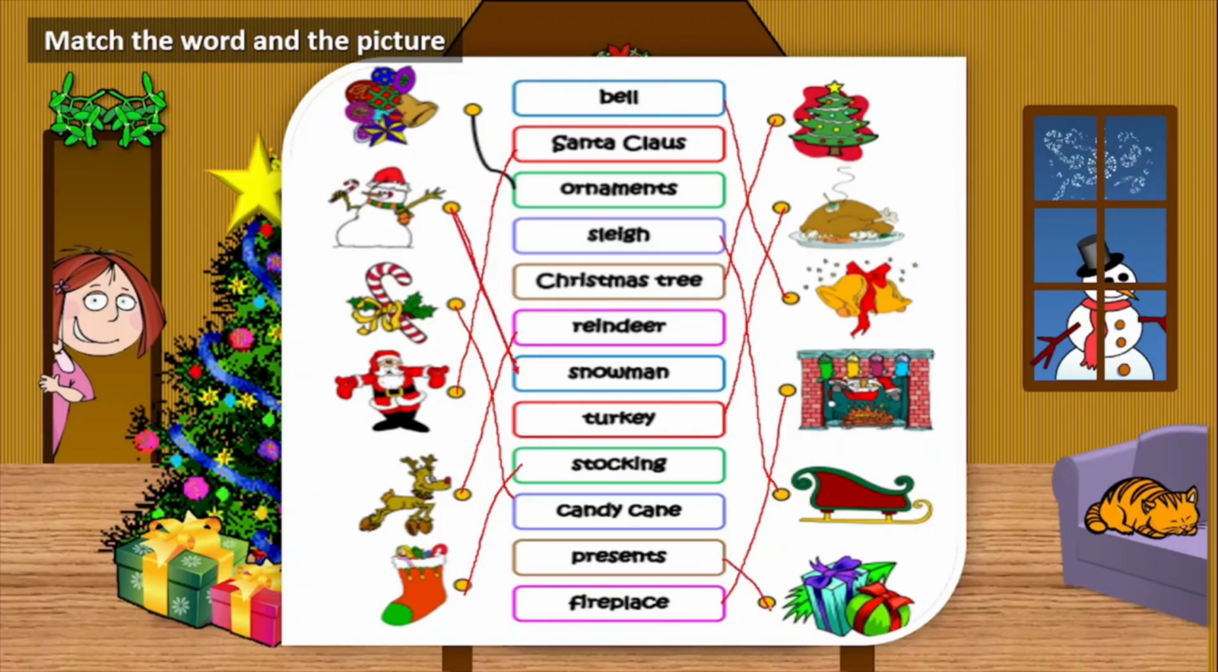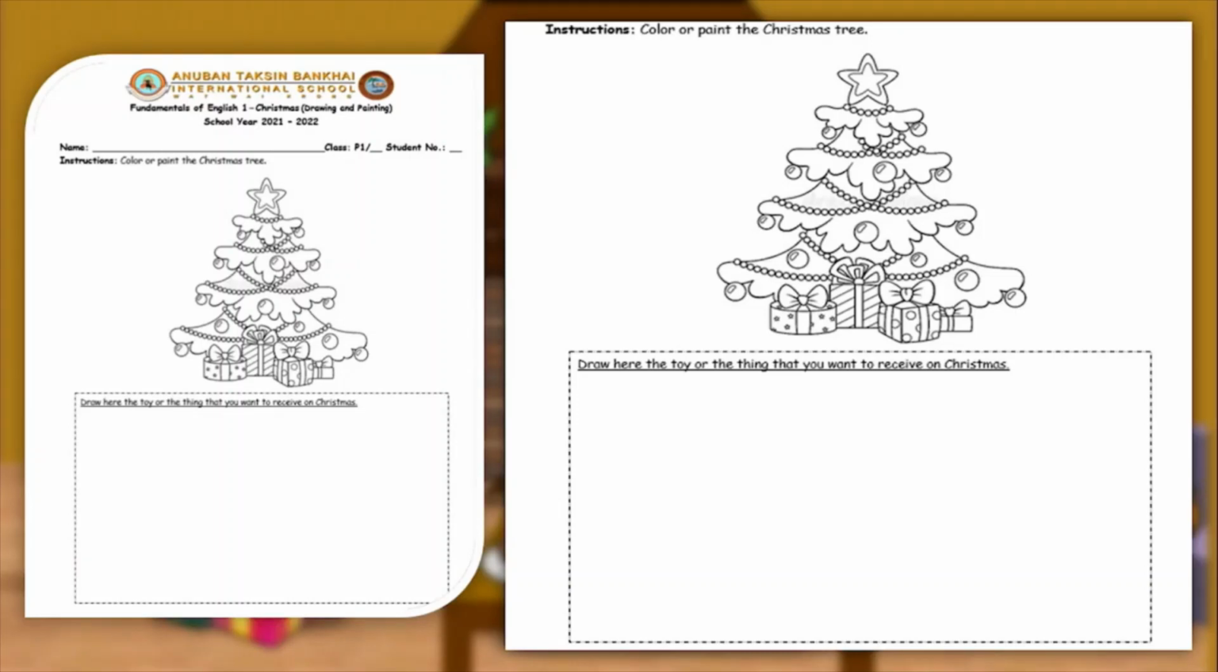Very good. Now let's proceed to your worksheet. This one is very easy. As you can see, there is a Christmas tree and there are presents, and also there's a space provided for you. Now the first activity that you're going to do is color or paint the Christmas tree, and I want you to color it beautifully, okay? Color it with the beautiful colors that you wanted, most especially the presents. Next is draw here the toy or the thing that you want to receive on Christmas.